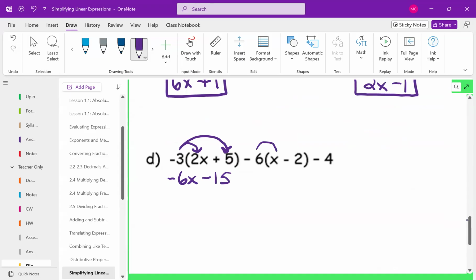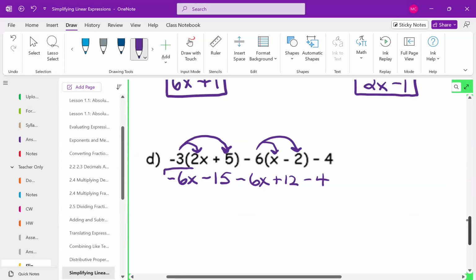And then we also have to distribute here. Are we distributing 6 or negative 6? Negative 6, because that sign is attached. Very good. So we would have minus 6x, and negative 6 times 2 is positive 12. That minus 4 comes down.